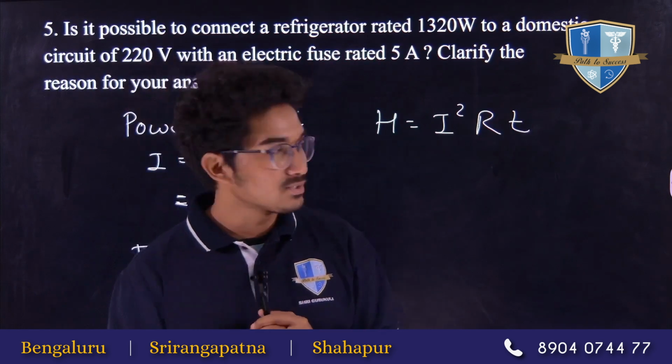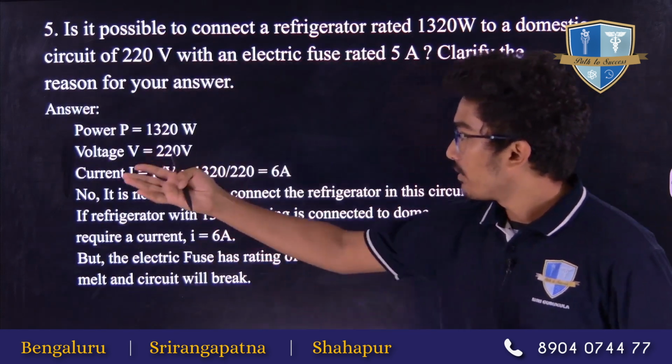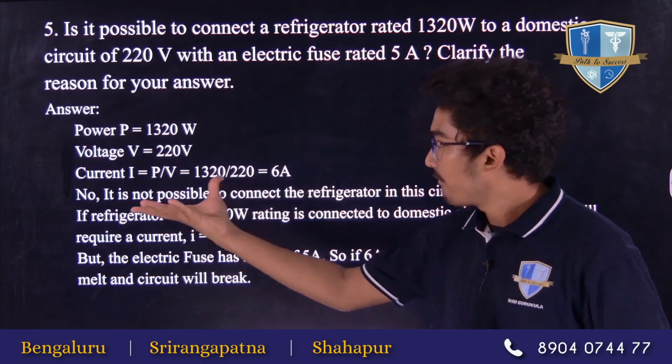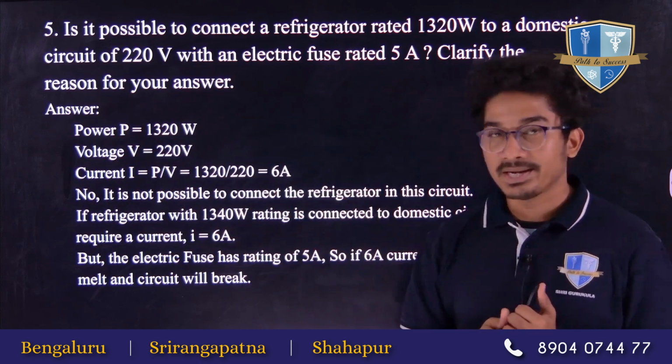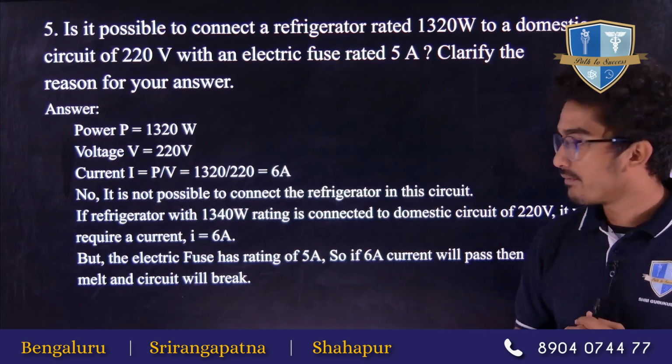Now, how to write this question in your exams? We'll write in the exam in such a way: power is given as 1320, voltage is given as 220, and we'll try to find the current due to this voltage and power. So we have found the current of 6 ampere. Now, no, it is not possible to connect this refrigerator with a domestic circuit.